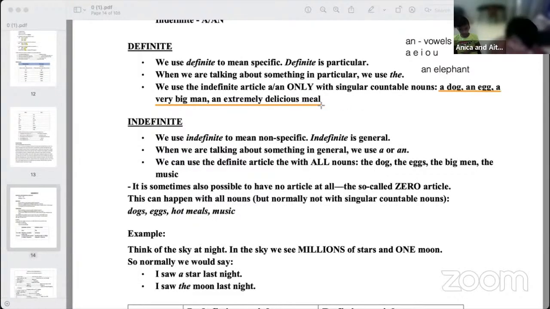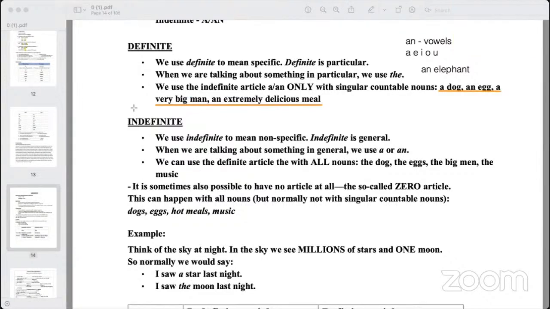Okay, so for this part, these are known as singular countable nouns. A singular noun, a dog, is a singular noun because it's one dog. An egg is one egg. But do you understand why you use a and an? What's the difference between using a and an? Why do you use an?